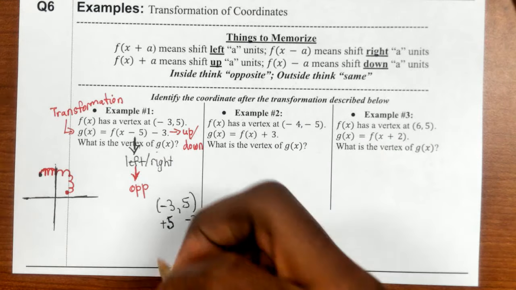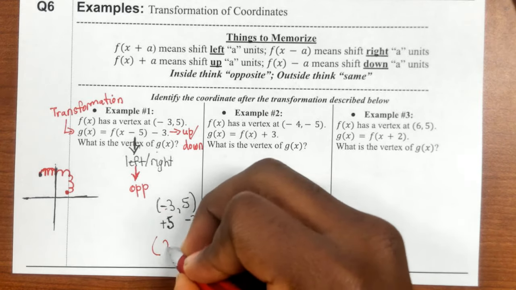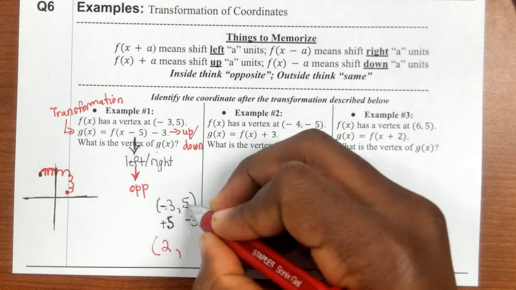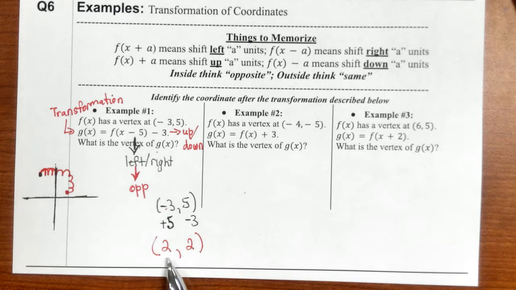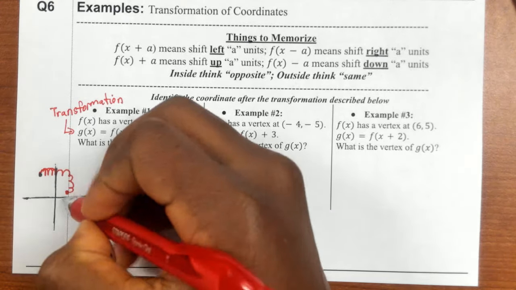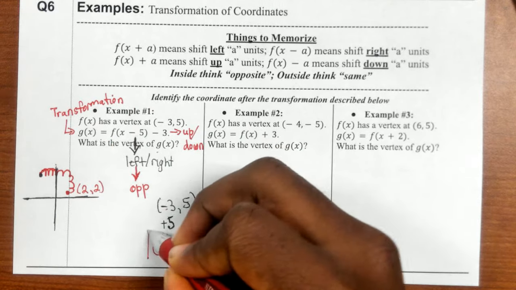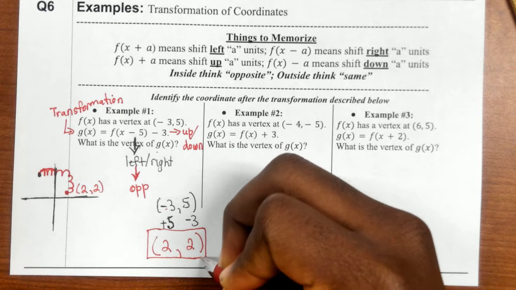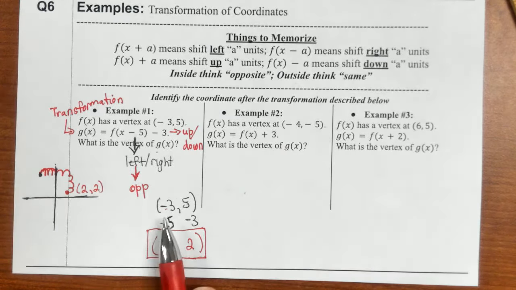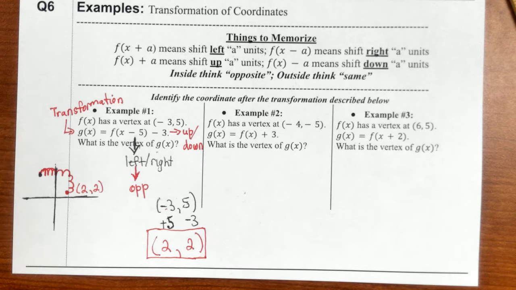Okay? So this new coordinate would be negative 3 plus 5 is positive 2, and 5 minus 3 is positive 2, all right? So that's what the new coordinate would be, 2, 2. And that's the result, okay? So again, guys, I showed you how to do it without the usage of graph paper, which was pretty difficult. So this is the way that I would do it if I did not have graph paper, all right? So let's try the next one, guys, all right?